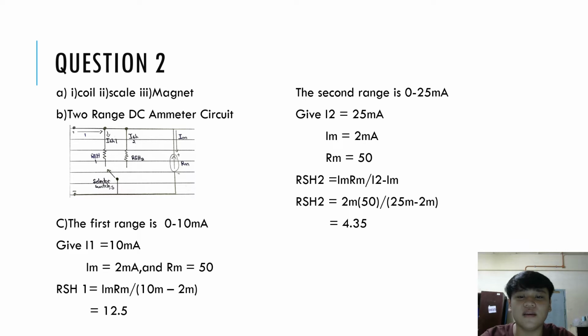Okay, the second range is 0 to 25 milliampere. Given I2 equal to 25 milliampere, Im equal to 2 milliampere, Rm is equal to 50. Okay, this is RSH2 equal to Im times Rm over I2 minus Im. RSH2 equals 2m times 50 over 25m minus 2m, which is equal to 4.35.